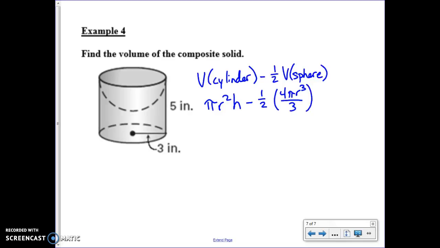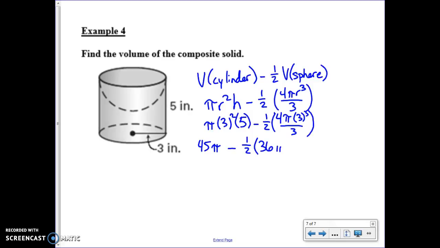So, one thing we can do is plug in the values that we have. So I have pi times the radius of 3 squared times the height of 5. And I'm going to subtract half. 4 times pi times the radius of 3 cubed over 3. So now I have pi times 45, or 45 pi, minus 1/2, and that looks like it's going to be 36 pi.